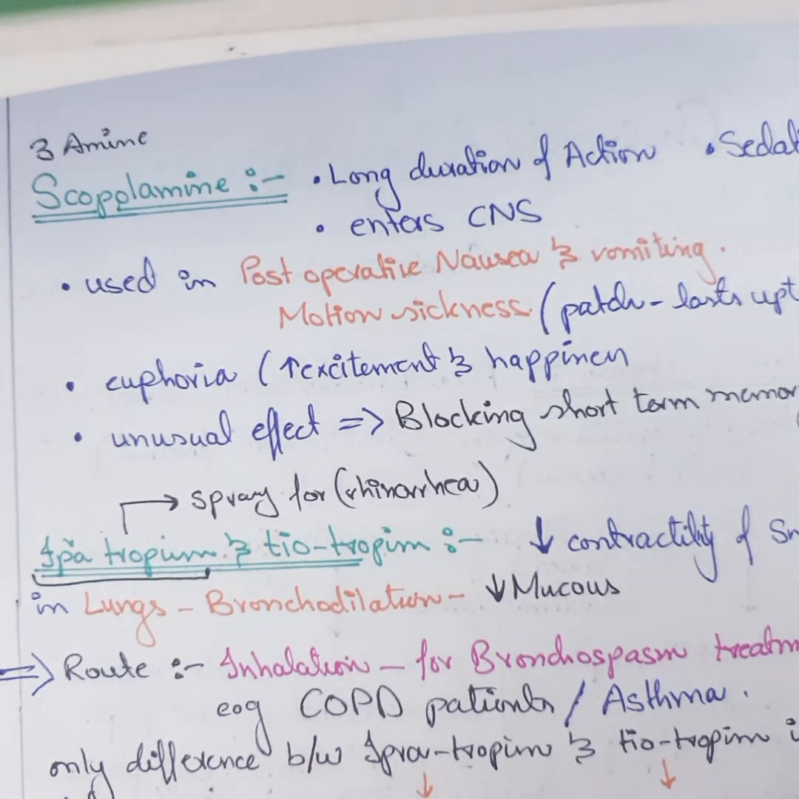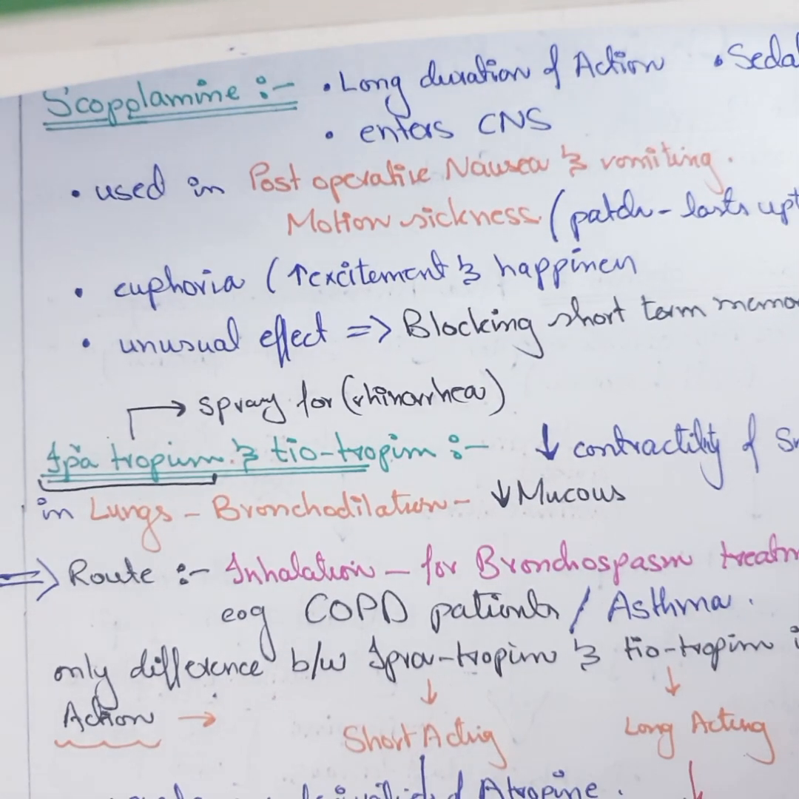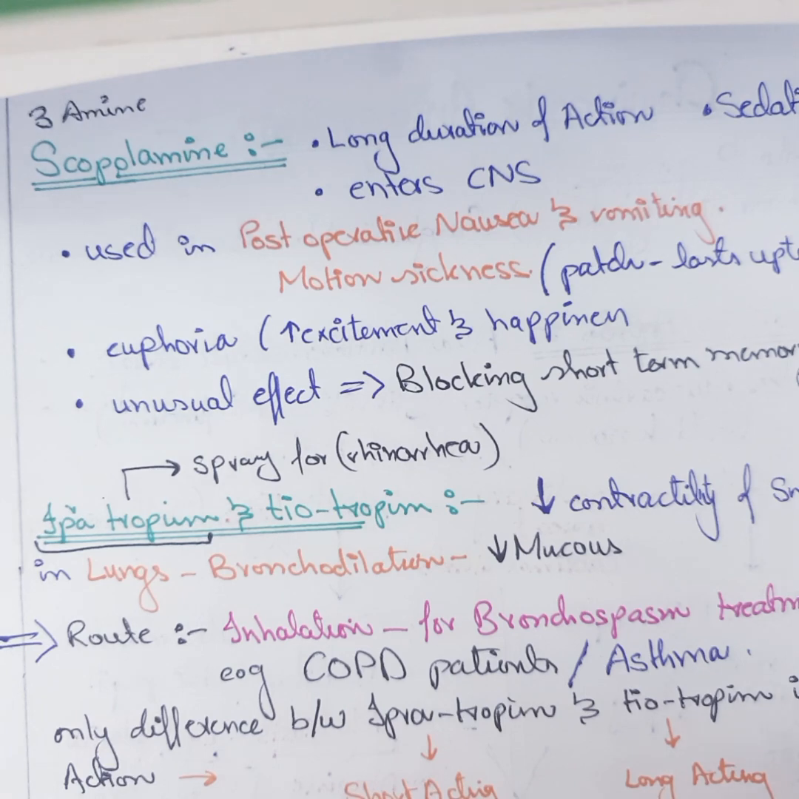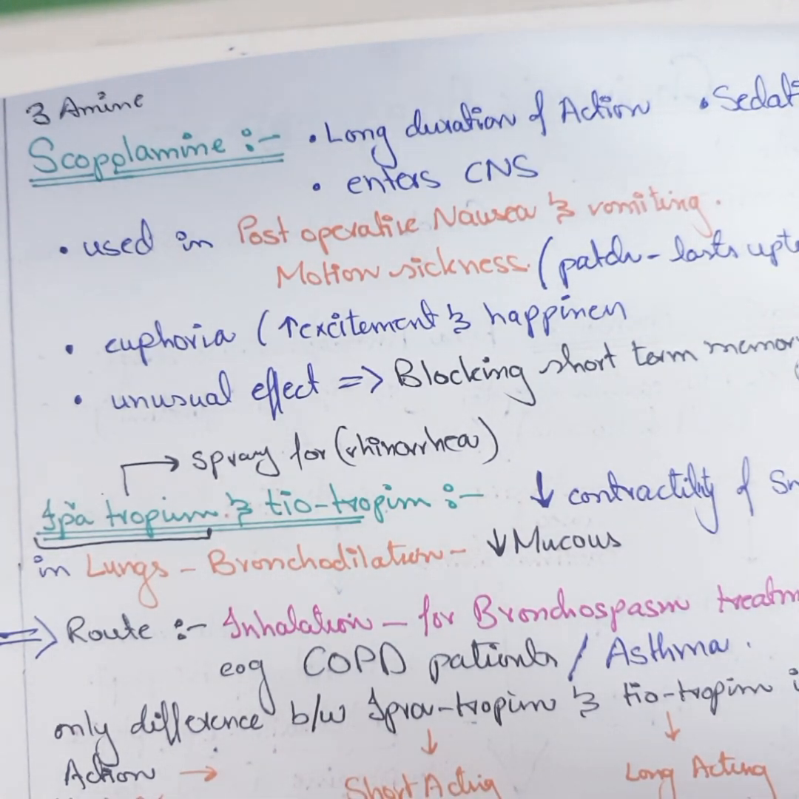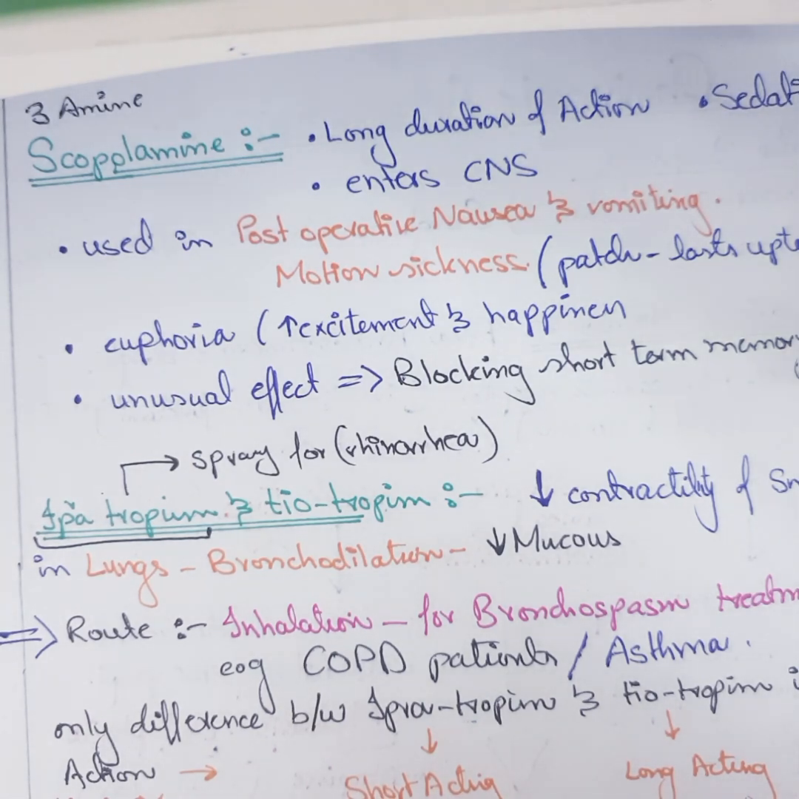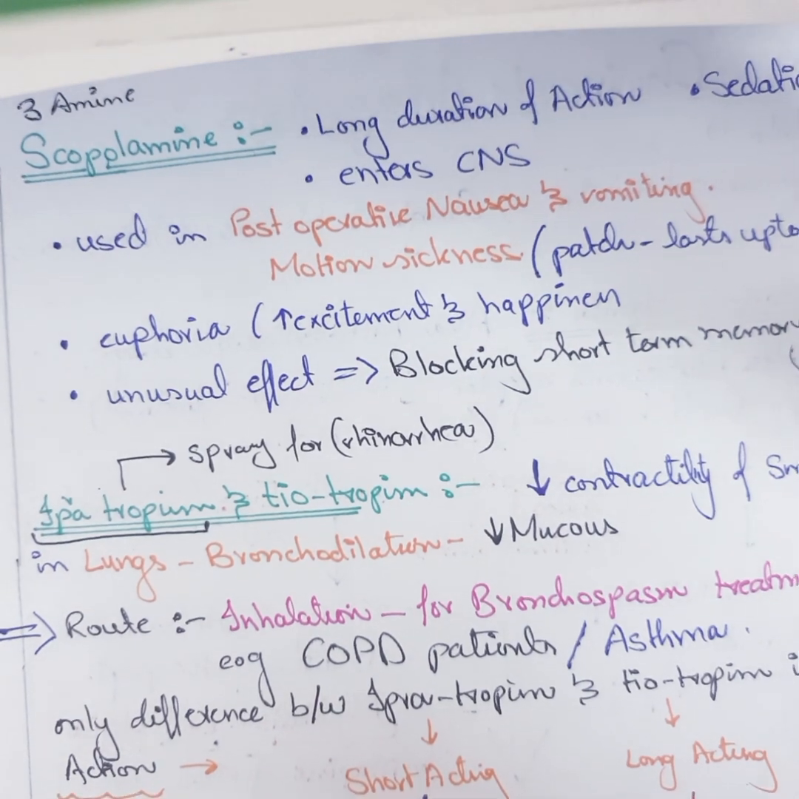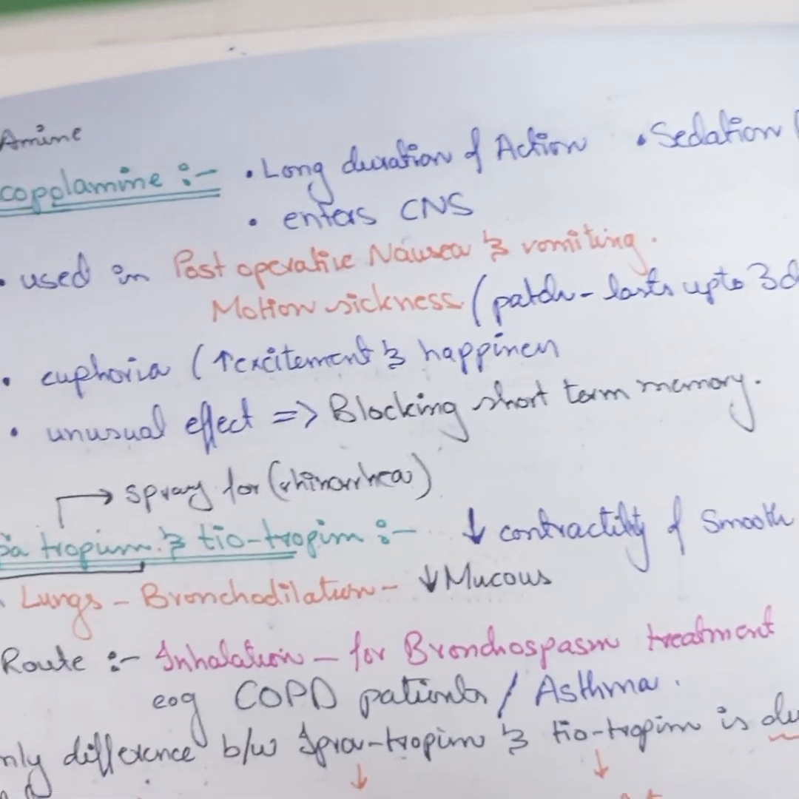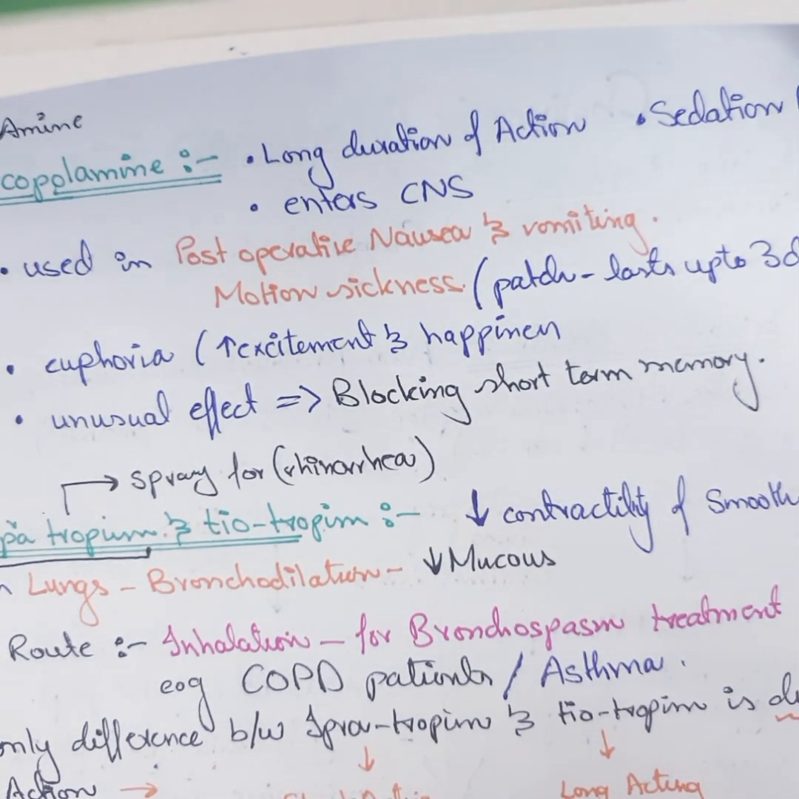So basically, scopolamine is a tertiary amine and it has a greater action on the central nervous system and a longer duration of action than atropine because it enters the CNS. Now, scopolamine is one of the most effective drugs available for motion sickness and in post-operative nausea and vomiting. But it also has an unusual effect of blocking the short-term memory. Now, as compared to atropine, scopolamine produces sedation at a very high dose. And scopolamine may produce euphoria too.